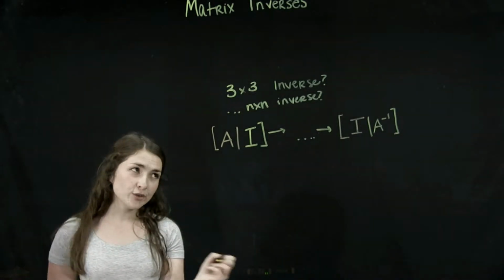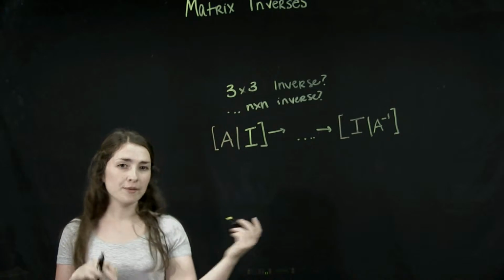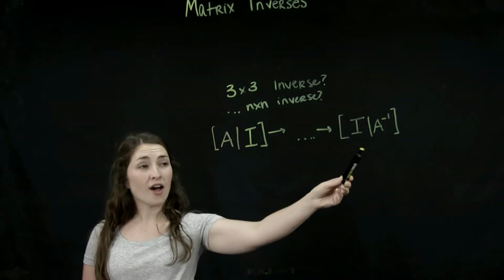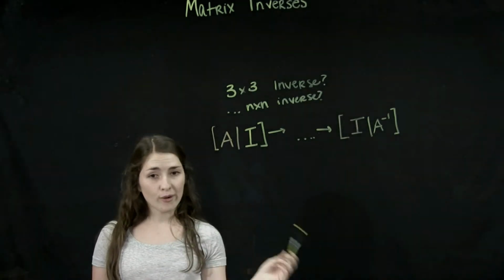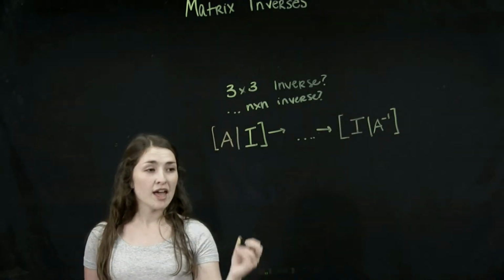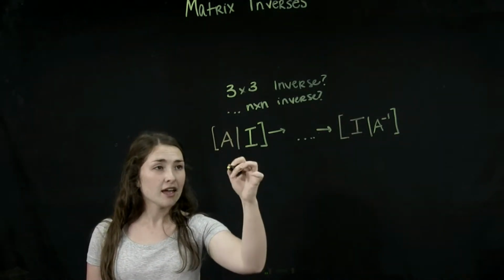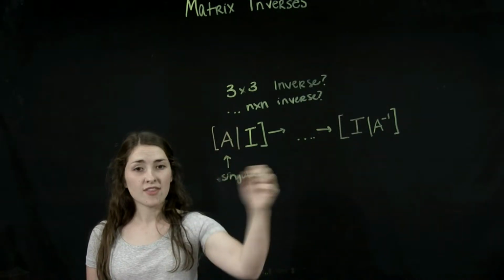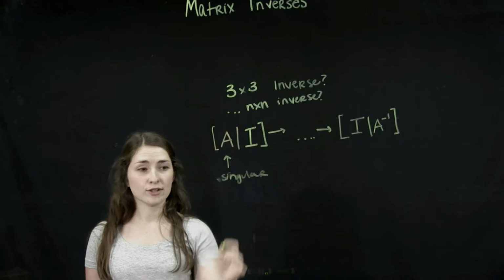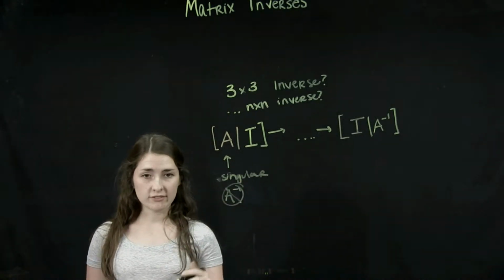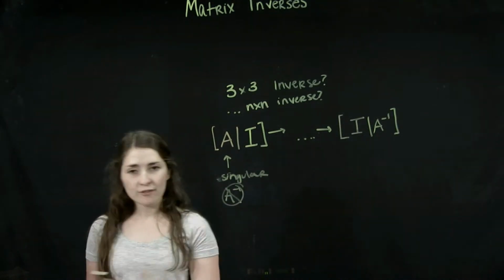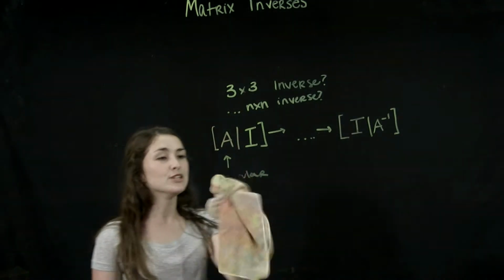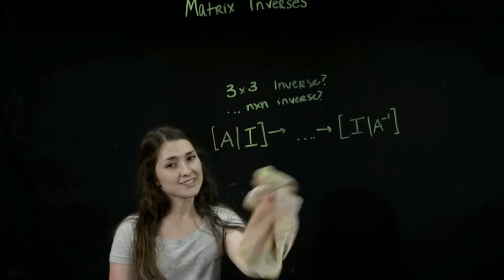So if you're doing this at home, going to try and find the inverse of a 3 by 3 matrix, if you end up with something other than the identity here and you did all of your row operations fine, that's okay. That just means that A is singular, which means that A does not have an inverse. There's no inverse of A. But let's try and find the inverse of a matrix, and we do know that this matrix has an inverse.